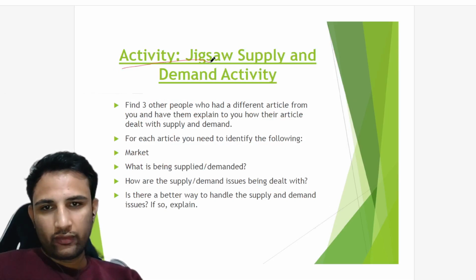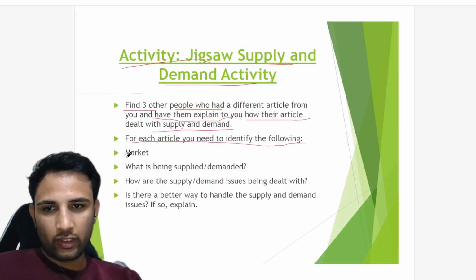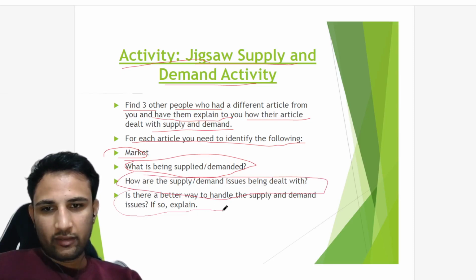So there is one more activity, which is the jigsaw supply and demand activity. You have to find three other people who had a different article from you and have them explain to you how their article dealt with supply and demand. For each article, you need to identify the following things: the market, what is being supplied and demanded, and how the supply and demand issues are being dealt with. Is there a better way to handle the supply and demand issues? If so, then explain.